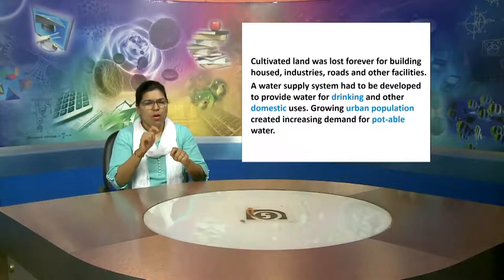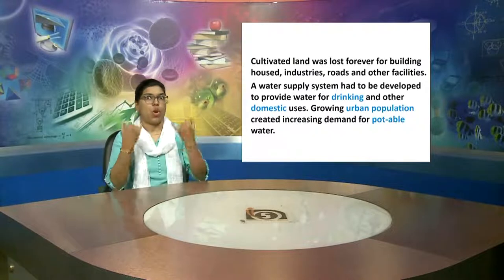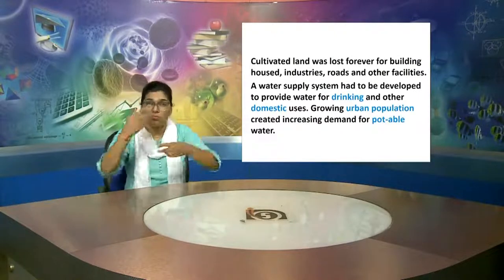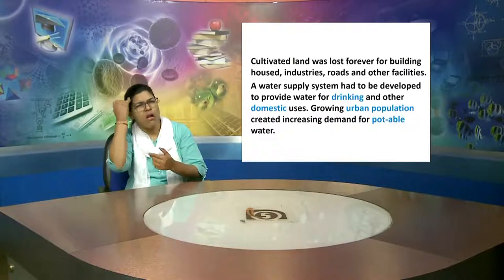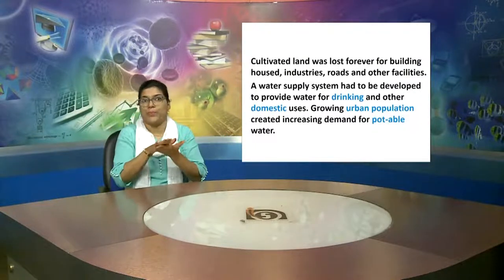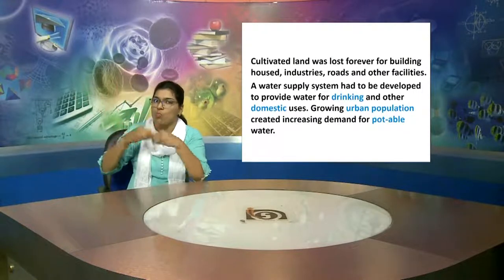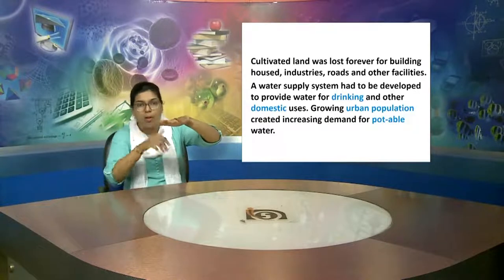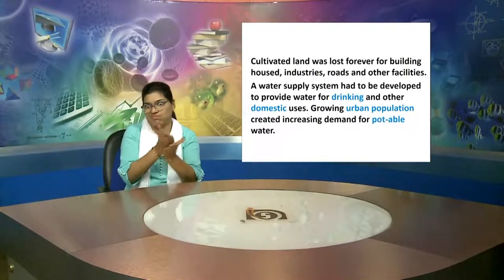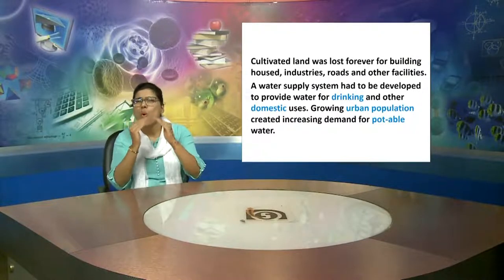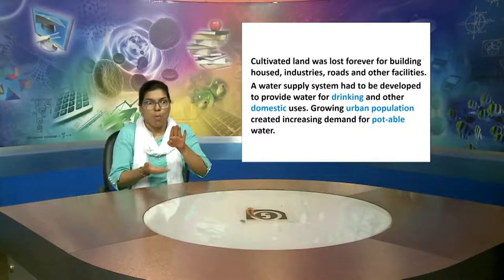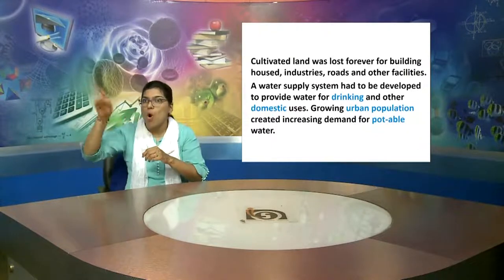And here in cities, cultivated land was lost forever for building houses, for making industries, for making roads and other facilities. Also a water supply system had to be developed to provide water for drinking and other domestic uses. So that is why the growing urban population created an increasing demand for potable water, means water that can be carried from one place to the other in pots.